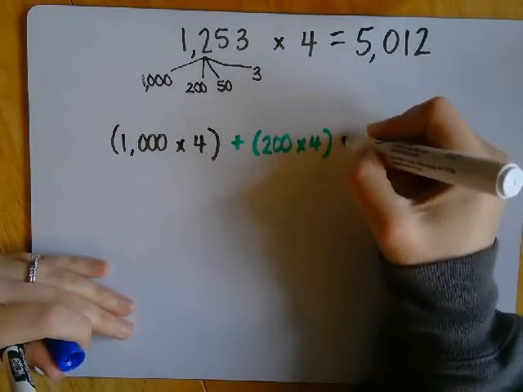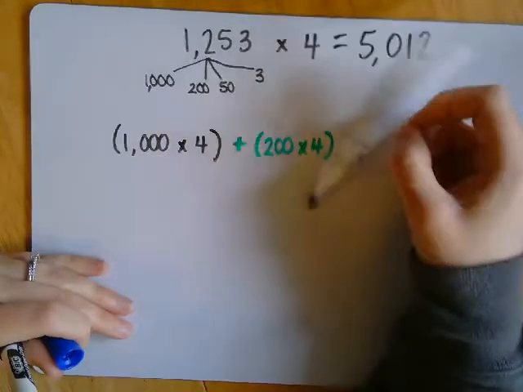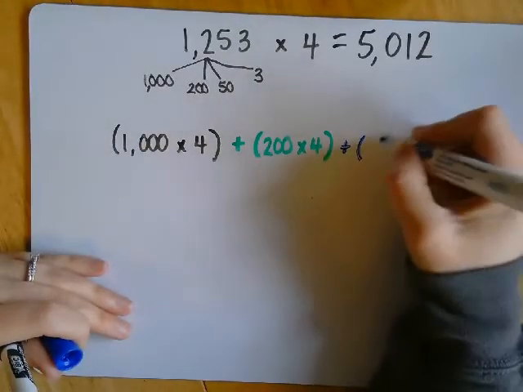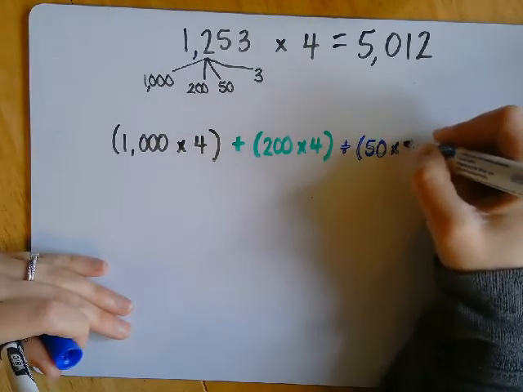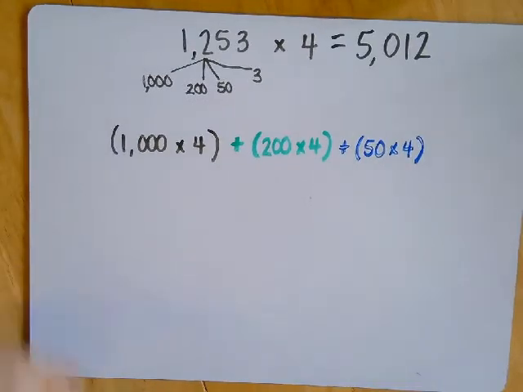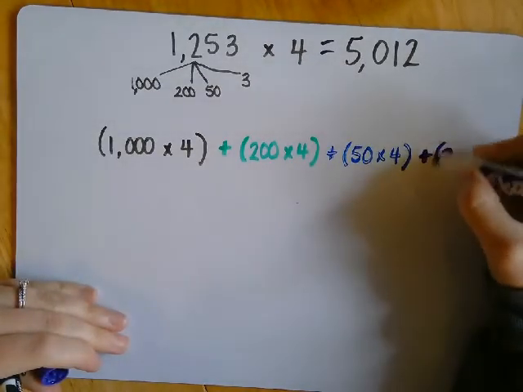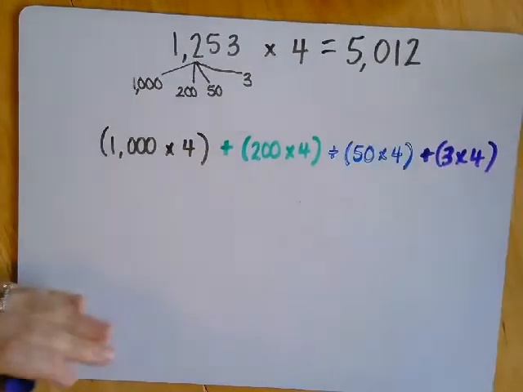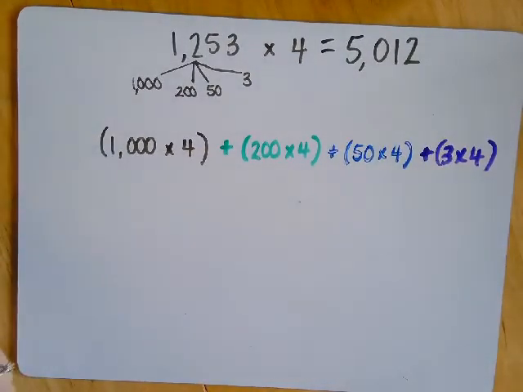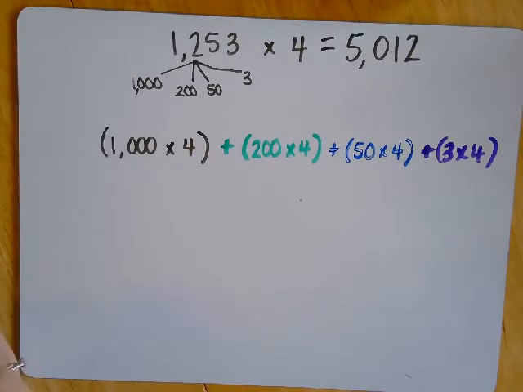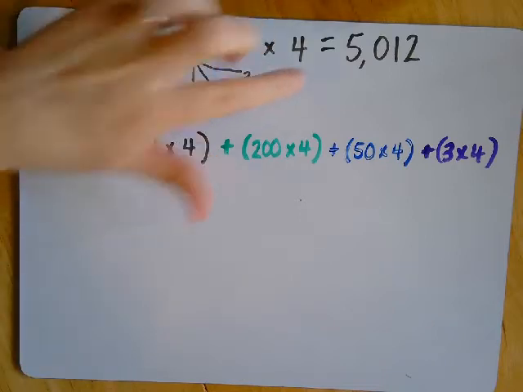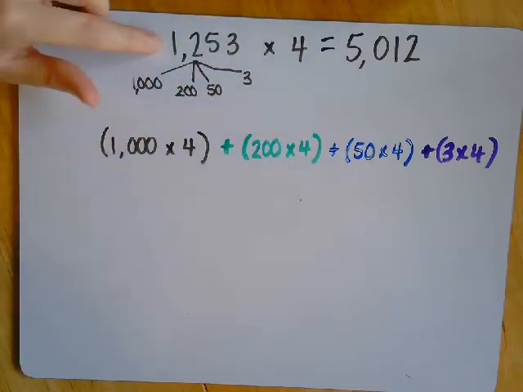And then add that to 50 times 4. And then lastly, I need to add that to 3 times 4. Again, this looks very familiar because we just did the same thing using the area model, except I'm not taking the time to draw the area model. I'm just using the numbers. So parts of this number and multiplying it by our single digit. So that's why it's called partial products.